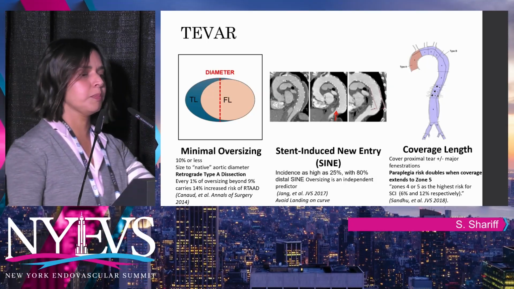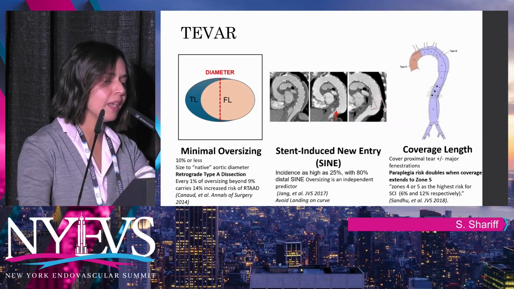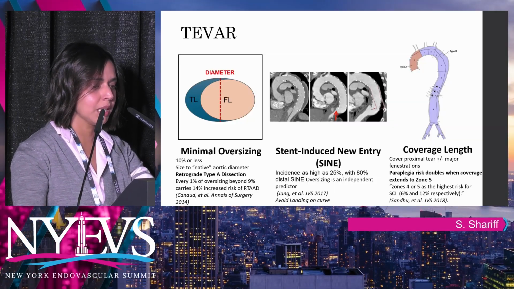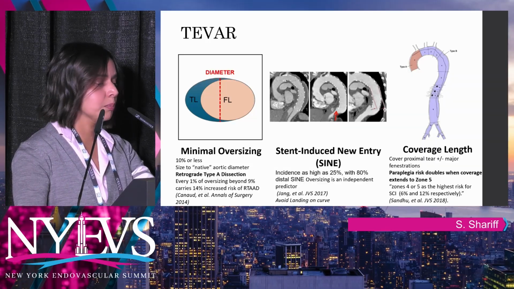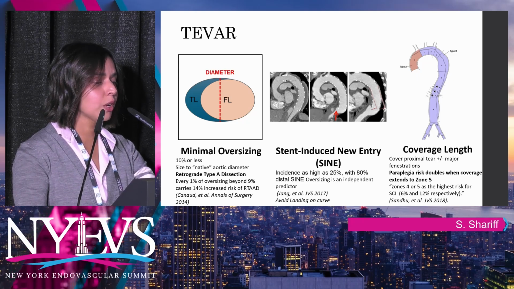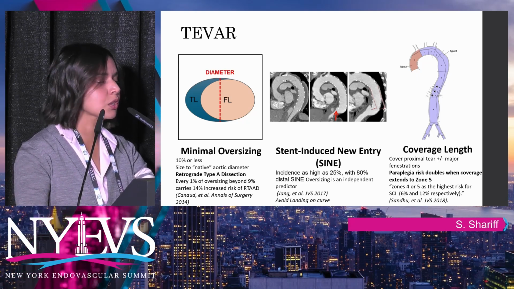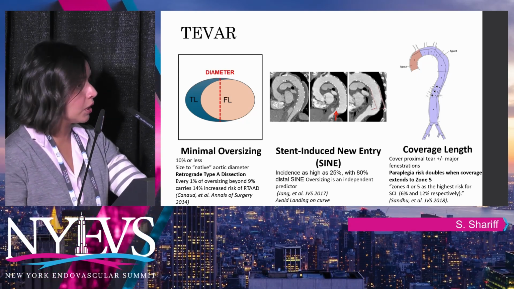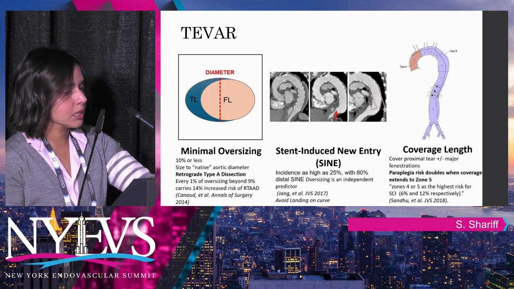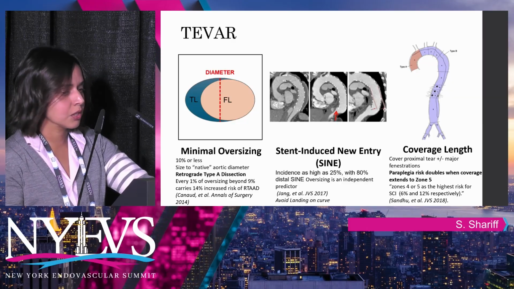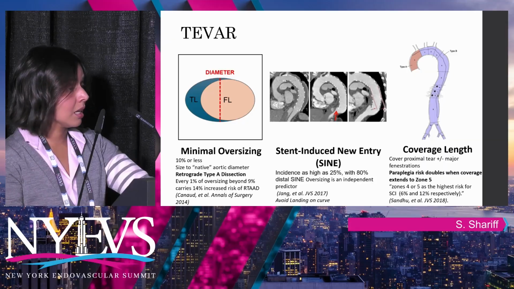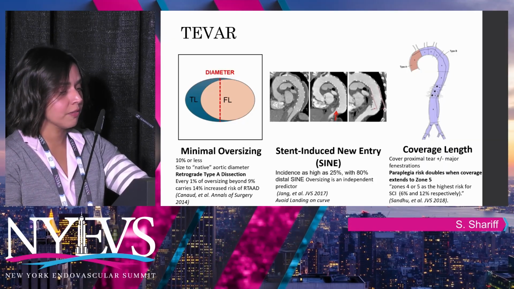The first line of therapy is a TEVAR. When sizing the TEVAR, minimal oversizing is recommended. Oversizing by more than 10% is a higher risk of retrograde type A dissections. You measure the total diameter of the native aorta. So oversizing it increases the risk for retrograde type A dissections, like I said, and also stent-induced new entry tears, and the incidence of SINE is as high as 25%.